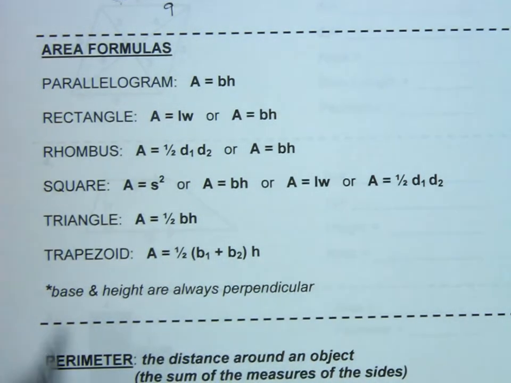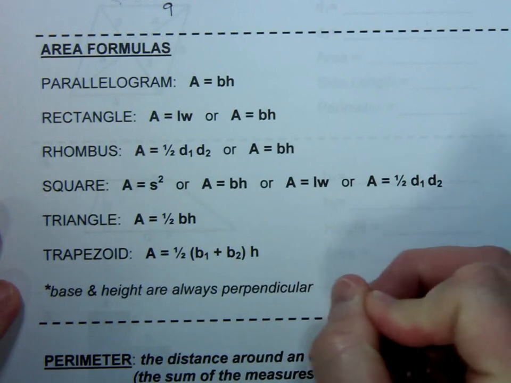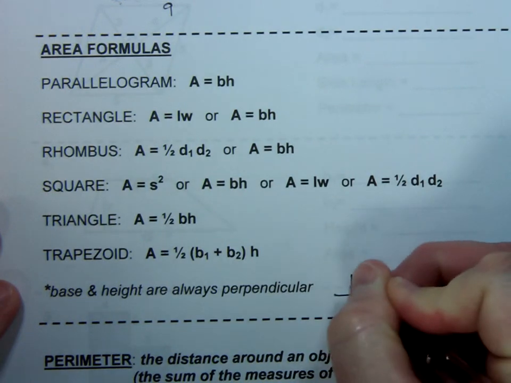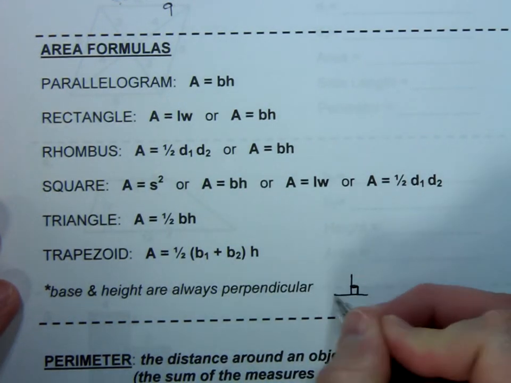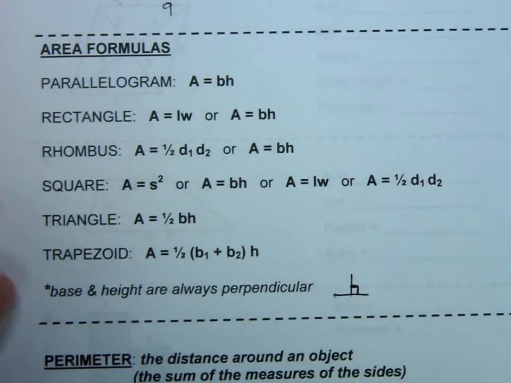And one very, very important thing when we're doing this is that base and height are always perpendicular. You're always looking for that right angle, because if you find that right angle, then you'll find where the base and height are.